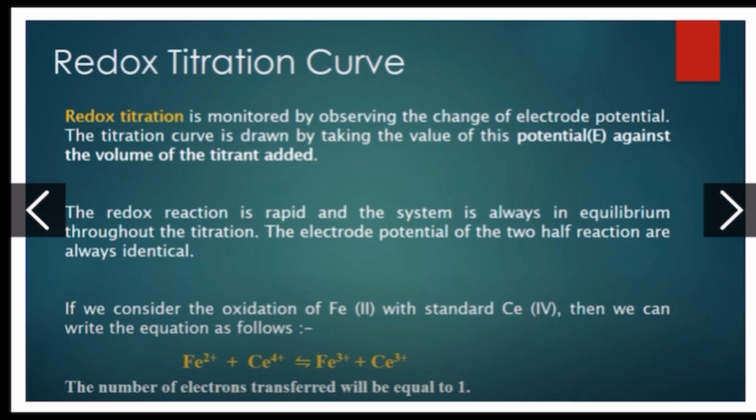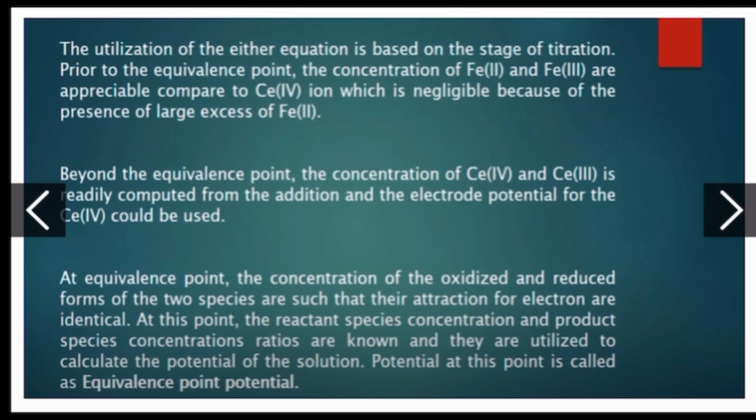Redox titration curve. A redox titration is monitored by observing the change of electrode potential. The titration curve is drawn by plotting the value of this potential against the volume of titrant added. The reduction reaction is reversible and the system is always in equilibrium. At the equivalence point, the concentrations of the oxidized and reduced forms of the two species are such that their attraction for electrons is identical, giving the equivalence point potential. That's all. Goodbye.